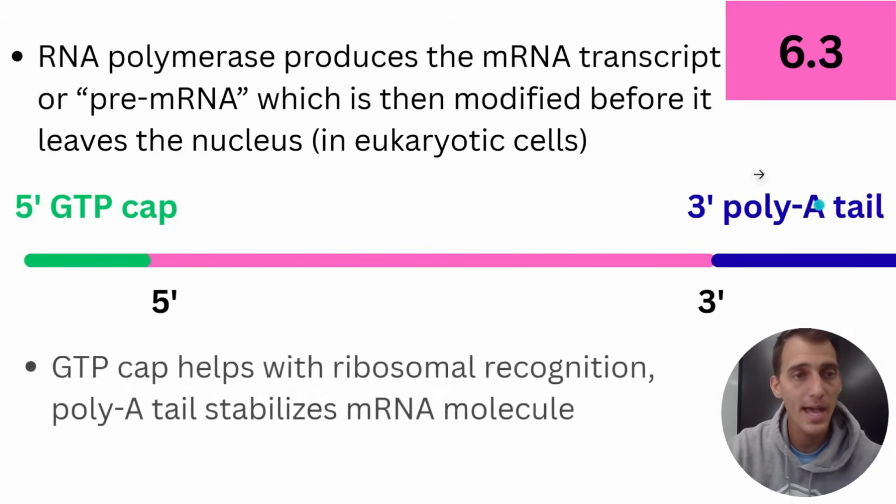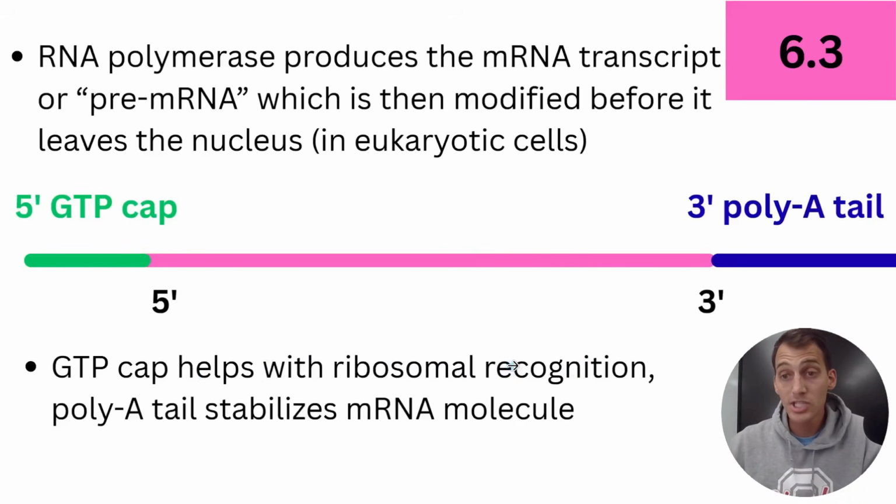And the reason for that is that the GTP cap helps with ribosomal recognition. Basically, without the GTP cap, the mRNA is not going to bind with a ribosome so that it can start to be translated. And the poly A tail stabilizes the mRNA molecule, makes sure it doesn't get degraded by, say, a lysosome or something like that. And it says, hey, I'm supposed to be here. I'm supposed to go to a ribosome. So it stabilizes that mRNA molecule and prevents it from being broken down.